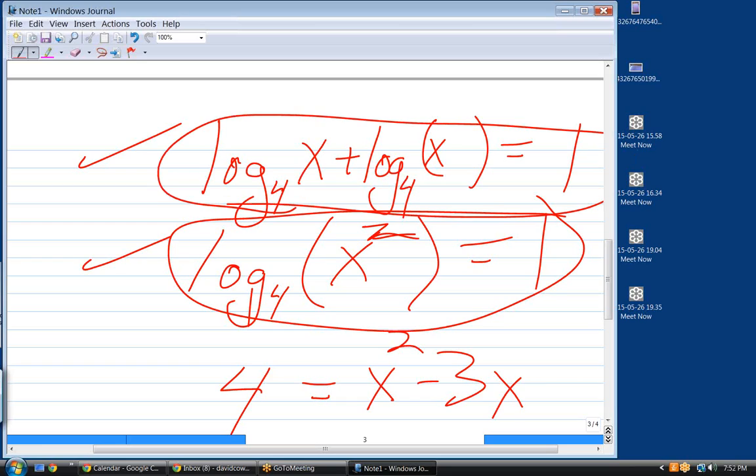Wait, okay, so should you use a calculator for that? And just plug it in and see if it works? No, you don't need to use a calculator.